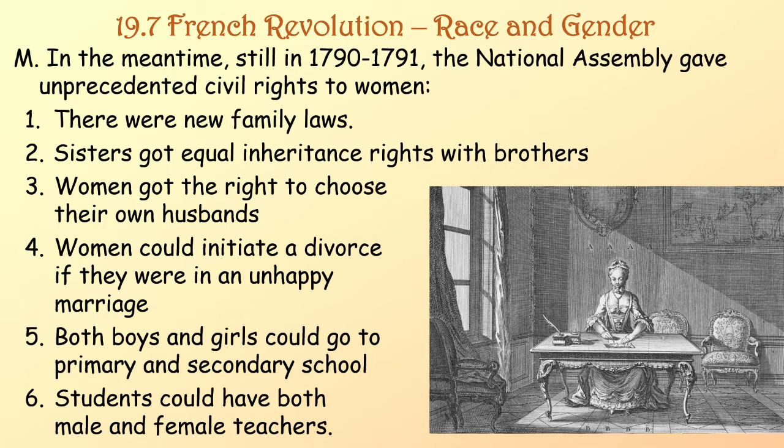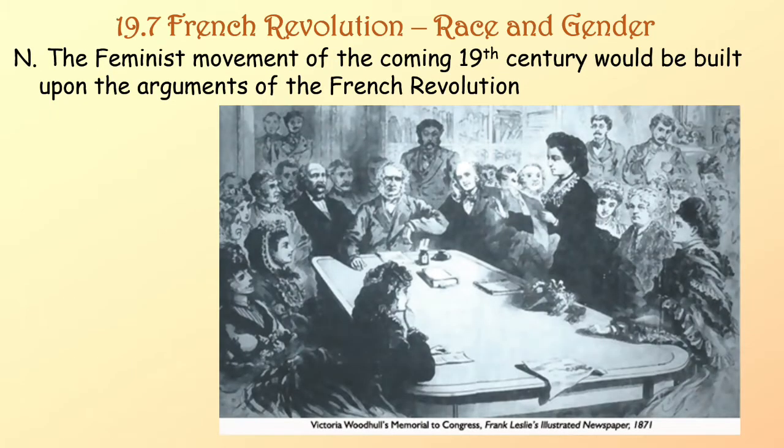In the meantime, still back in 1790, 1791, the National Assembly gave unprecedented civil rights to women. There were new family laws. Sisters got equal inheritance rights with their brothers. Women got the right to choose their own husbands. Women could initiate a divorce if they were in an unhappy marriage. Both boys and girls could go to primary and secondary school. Students could have both male and female teachers. And the feminist movement of the coming 19th century would be built upon the arguments of the French Revolution.